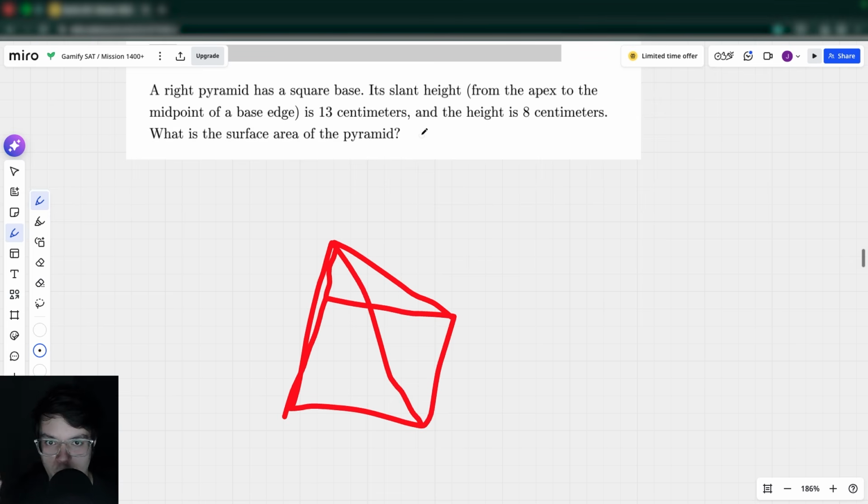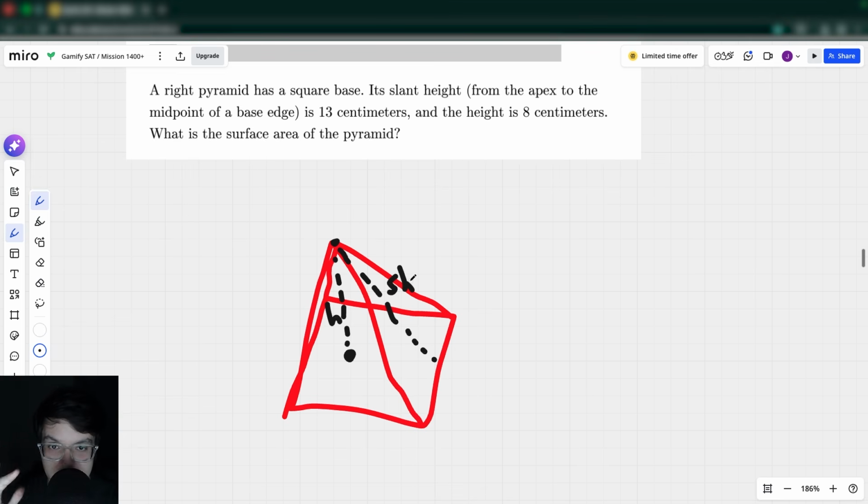So then here's the hard part about this problem. It says its slant height from the apex to the midpoint of a base edge is 13 centimeters. So there is a difference here between regular height and slant height. The regular height of a pyramid like this would be if you go from the bottom and just draw immediately up to the top. That's the regular height. The slant height is if you go from the top of it and then go diagonally down the pyramid like this and stop over here. That's the slant height of this. So you have to know the difference.